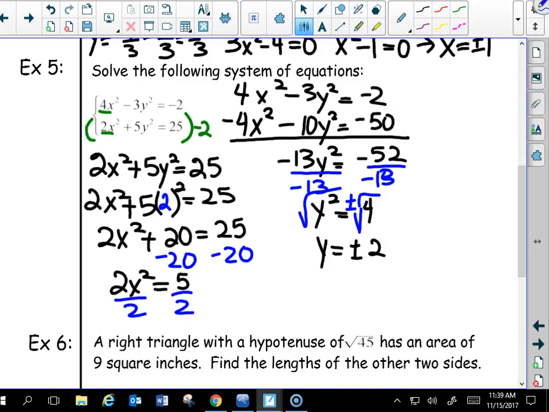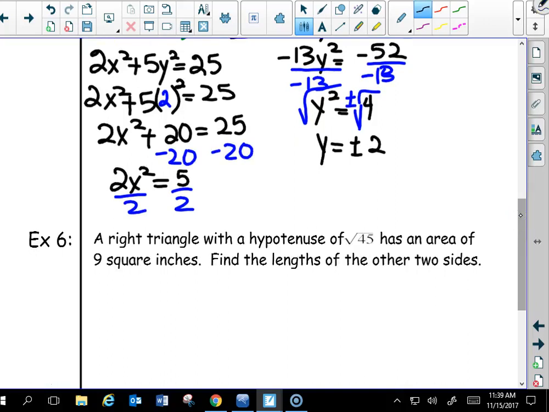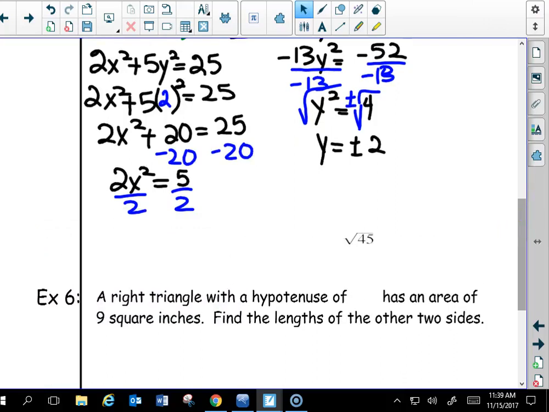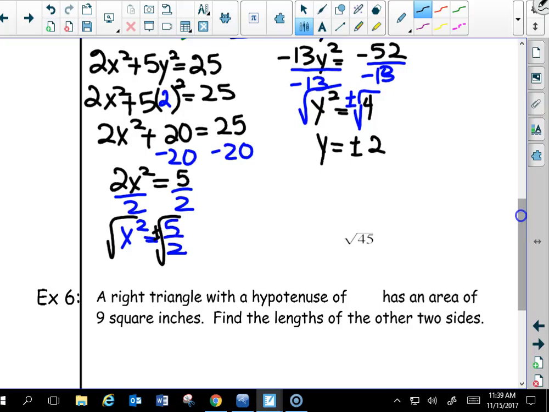Need some more room. All right, so x squared equals 5/2, and square root both sides, plus minus. So our two solutions are x equals plus or minus the square root of 5/2.